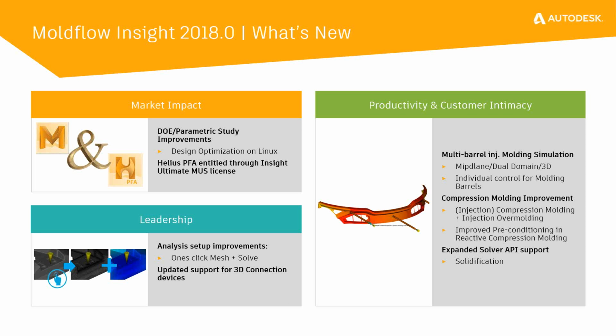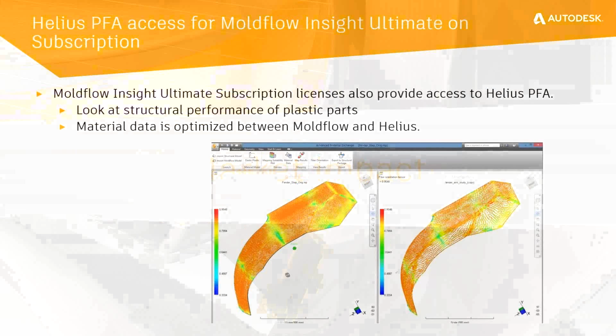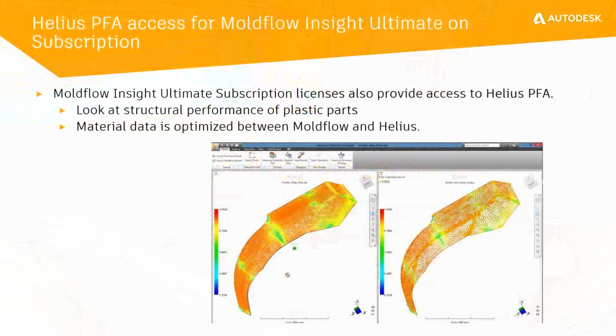We grouped the functionality we provided in this release in 3 areas: market impact, technology leadership and productivity, and user and customer intimacy. I will go through these during this presentation in a bit more detail. So the first one is market impact, and what it means is basically developing new features, new functionality, or providing new technology that our customers can use to analyze more types of problems.